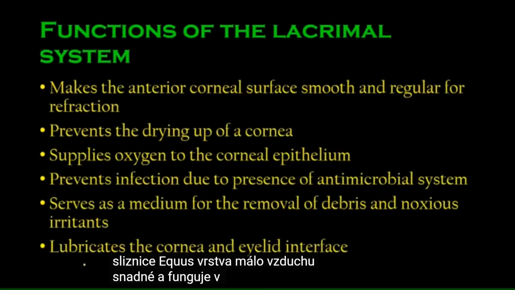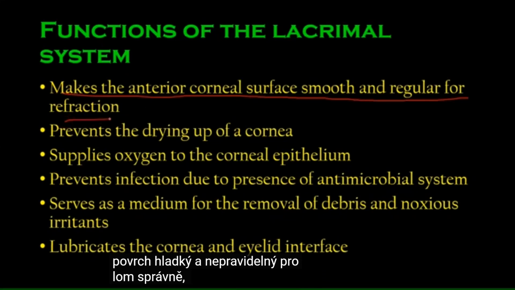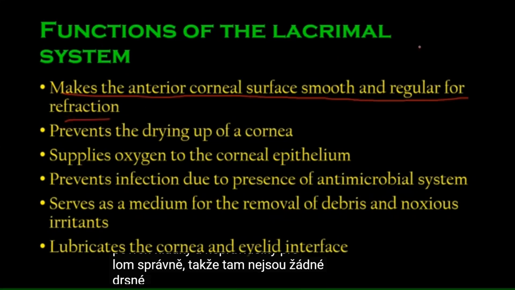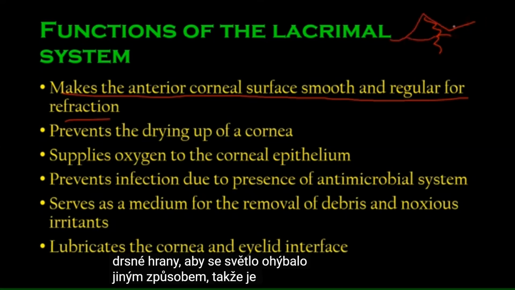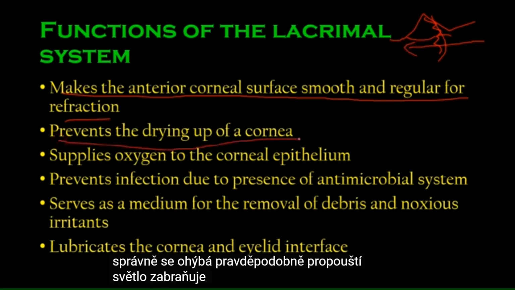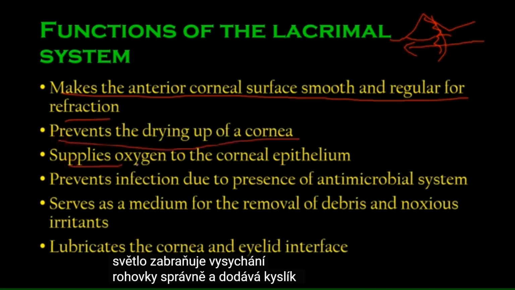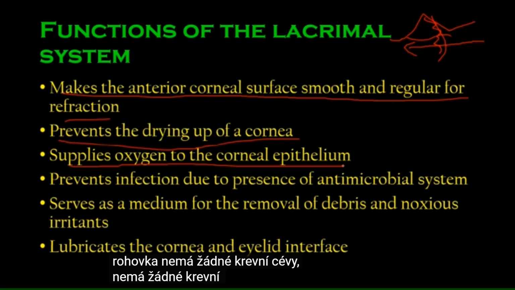And functions, okay, function of the lacrimal system, right? It makes the anterior corneal surface smooth and regular for refraction, right? So there are no rough edges to bend the light in a different way. So it's smooth, it properly bends, it properly transmits light. It prevents the drying up of the cornea, right? And it supplies oxygen to the corneal epithelium. Remember, the cornea does not have any blood vessels. It does not have any blood supply.